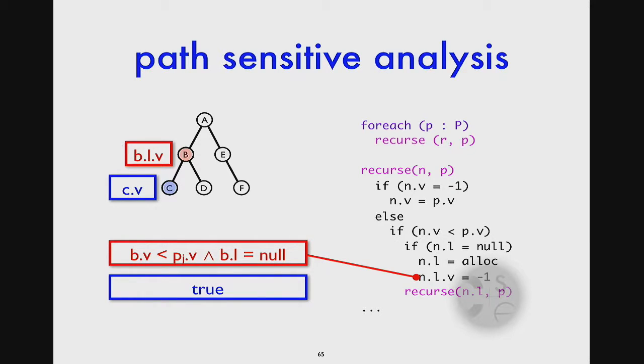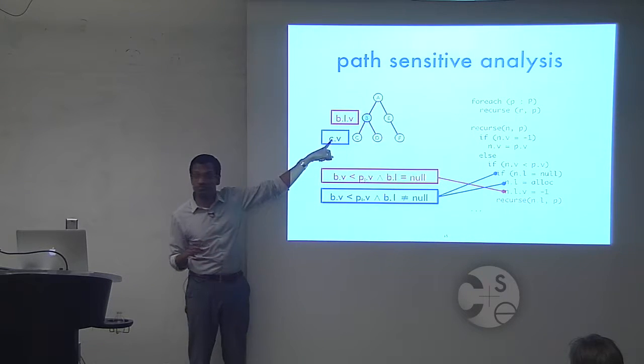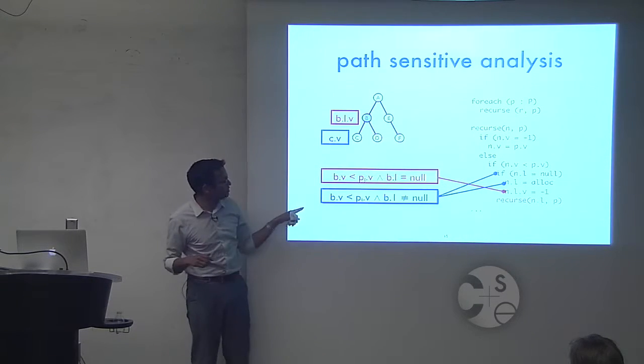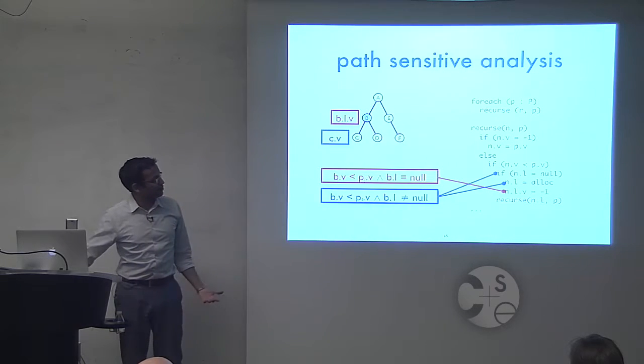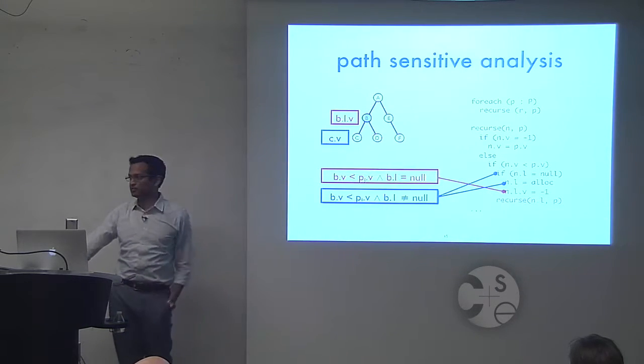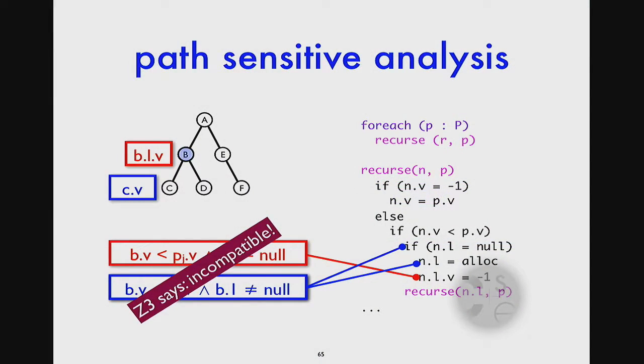That recursive function only gets called under certain conditions, and so I can strengthen the condition under which that access happens. I write to b.l.v when this is true. I read from b.l.v, or from c.v, remember they're the same location, when this is true. And it turns out they can't both be true at the same time. One wants b.l to be equal to null, and the other wants b.l to not be equal to null. So we ask Z3 whether that's possible, and it says this dependence can never happen.